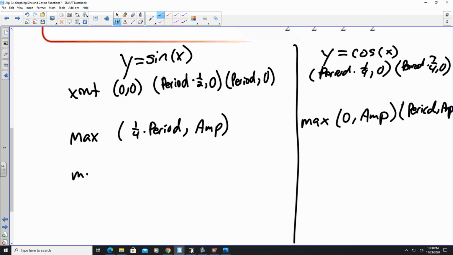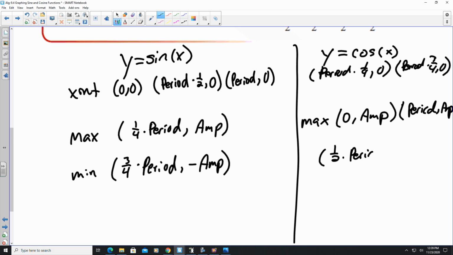Finally, we have our minimum values. Like I said, there's 1 for sine and 1 for cosine. For sine, it's going to be 3/4 times the period, comma, the negative amplitude. And then finally, the 1 minimum value for cosine is going to be 1/2 times the period, comma, the negative amplitude, all right?